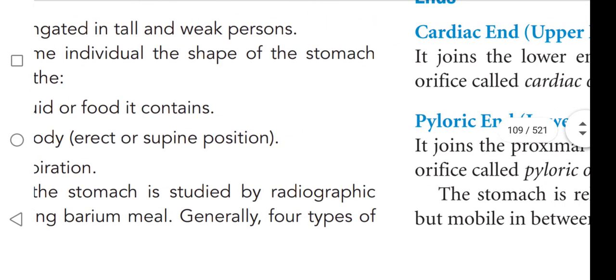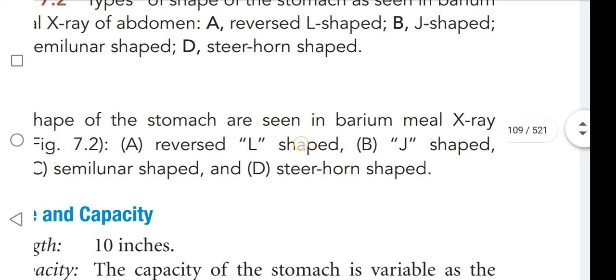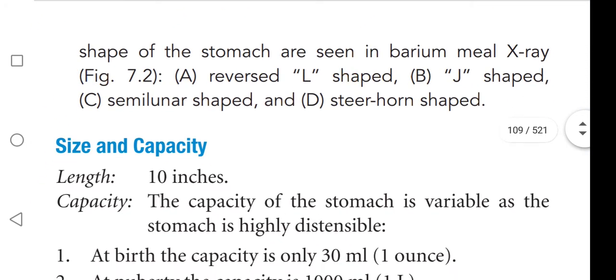Generally, four types of shapes of stomach are seen in the barium meal X-ray. First see the four types. What are the four types? Next we see the diagram: reversed L-shaped, J-shaped, semi-lunar shaped, stair horn shaped. These are the four types. First, reversed L shape.